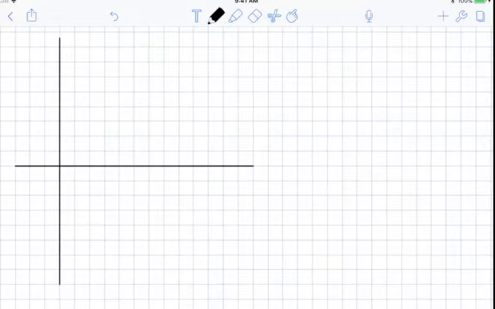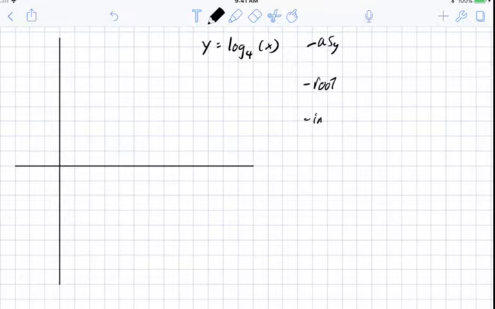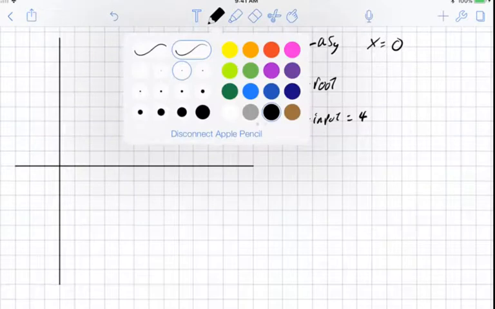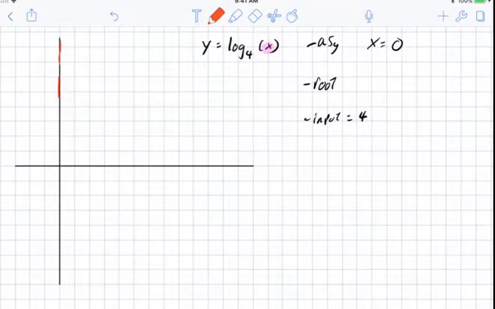Let's try a simple one. y is equal to log base 4 of x. The issue here is to figure out where the asymptote is, figure out where the root is, and figure out where the input is equal to the base. So the asymptote is going to be where the input of the function, x here, is equal to 0. So the asymptote here is going to be x equals 0. So what you want to do there is draw a vertical line at x equals 0. I'm going to draw one right now. Okay, at x equals 0.